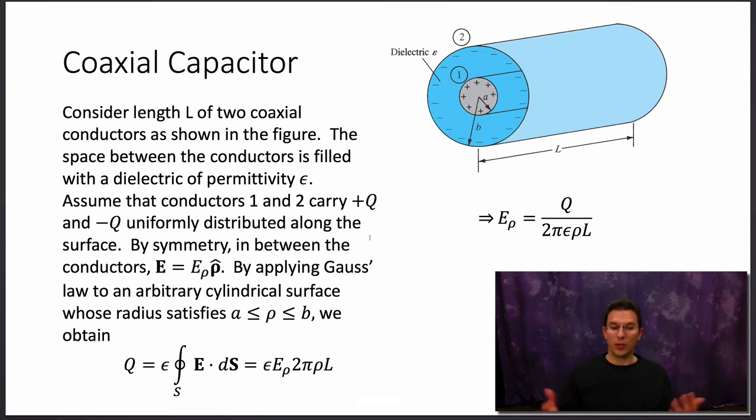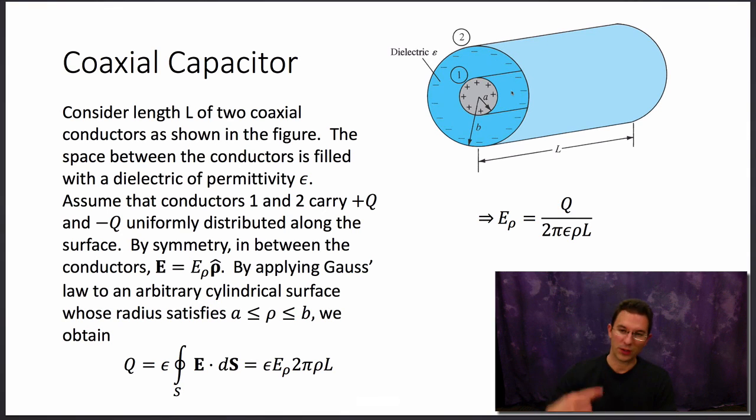Then because of symmetry, we can apply Gauss's law. Let's choose as our Gaussian surface a cylinder of radius rho, where rho is between A and B. It'll be a little pillbox, so it will have a top, a bottom, and some cylindrical sides like a pop can. There won't be any flux through the top and the bottom because their dS is in the z direction and our field is in the rho direction. z dot rho is 0, so no flux passes through those surfaces.